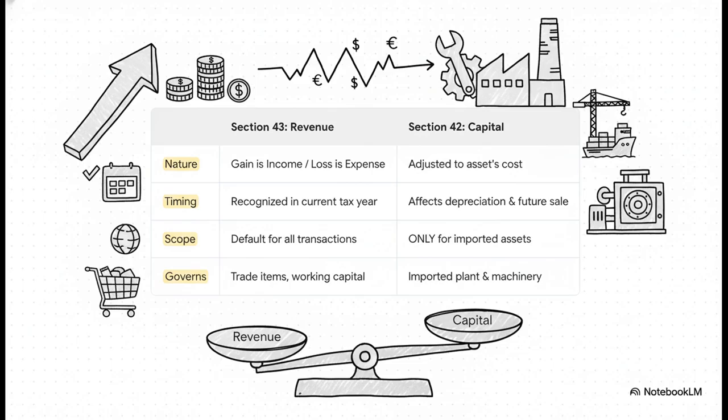Section 42, on the other hand, is about the future. It's a capital treatment that changes your balance sheet. By adjusting the asset's cost, you're playing the long game, affecting future depreciation and the capital gains when you finally sell it.